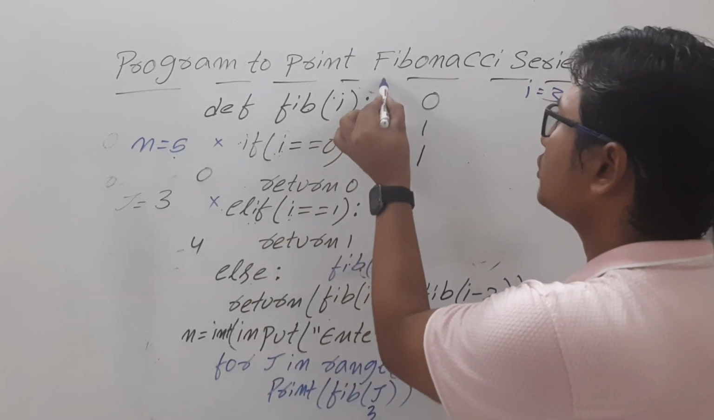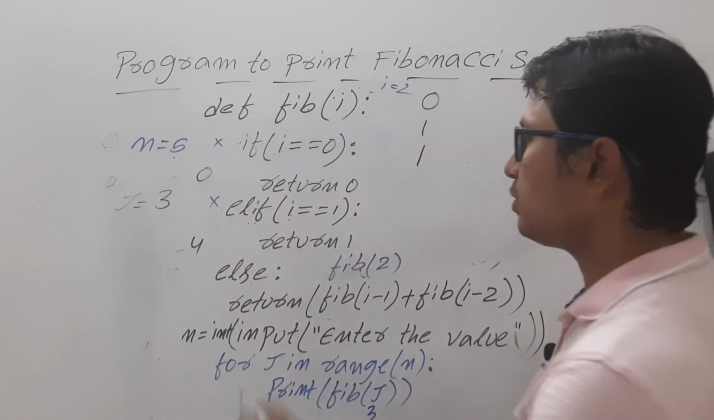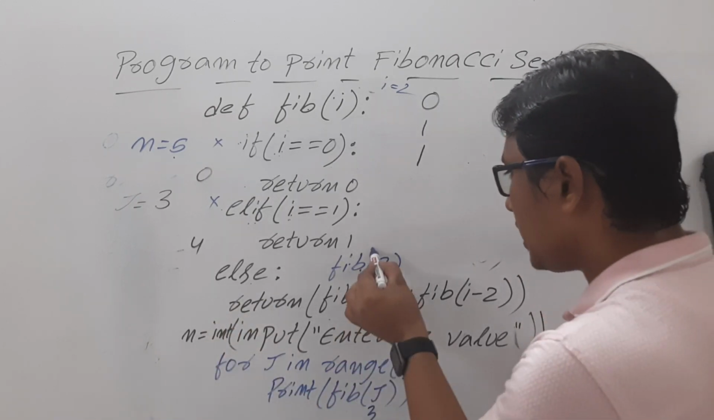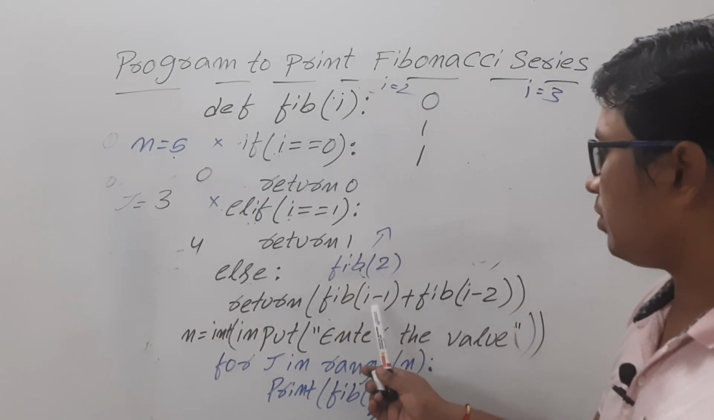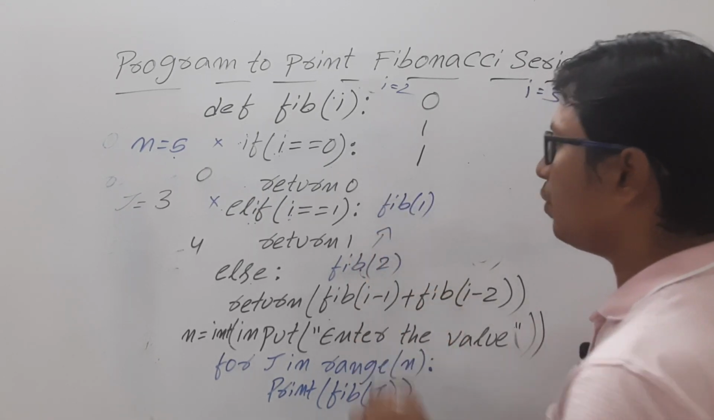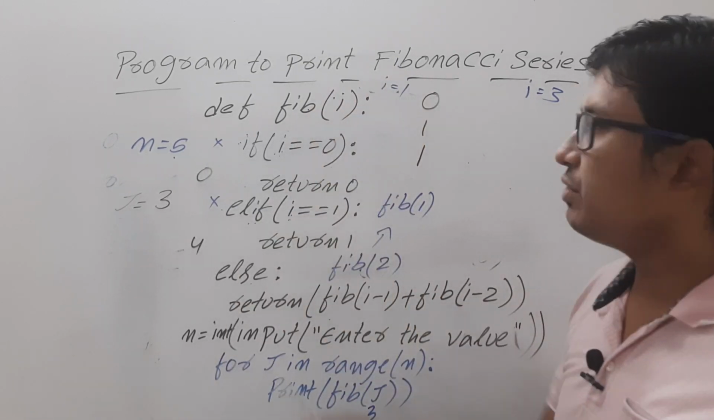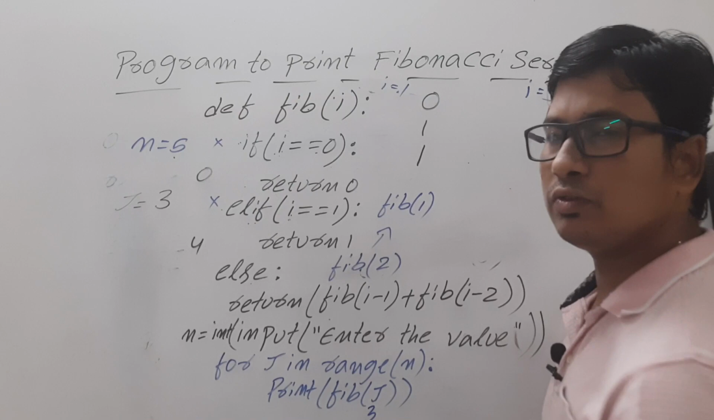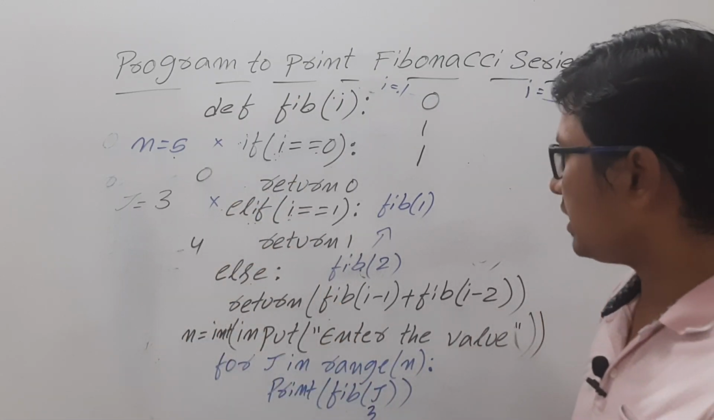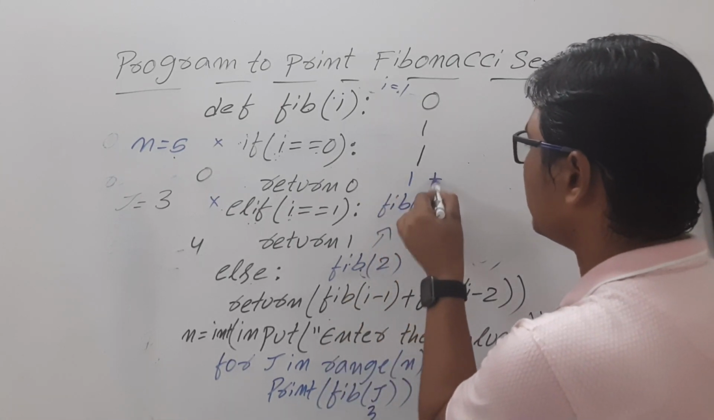Now I value is 2. Now 2 is equal to 0, condition failed. 2 is equal to 1, condition failed. Again it will come to the else block. In this else block, fib of I minus 1. So fib of 2 minus 1 is 1. Is it clear? Now the control will go here, now with I value 1. 1 is not equal to 0. This condition failed again. I is equal to 1, so 1 is equal to 1. The condition is true. So here it will return the value 1.